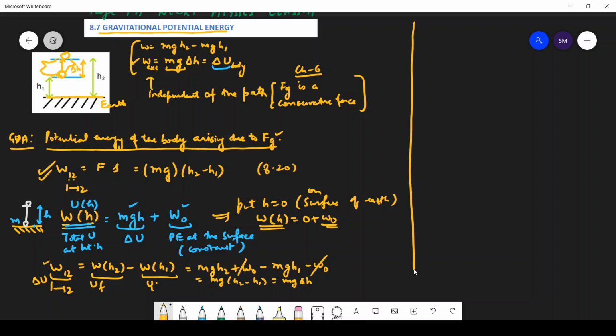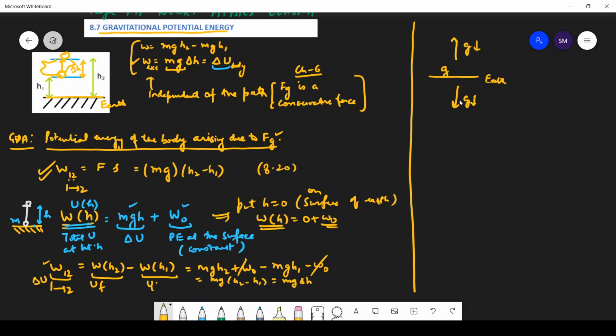Now, if we consider points at arbitrary distance from the surface of Earth, the result just derived is not valid. Why? Because the assumption that the gravitational force mg is a constant is no longer valid. You're taking a distance far, far away. Near the Earth's surface, the value is g. If you are moving off, g is decreasing. If you are even moving into the depth, still g is decreasing. So at both places, going above and below the surface of Earth, the acceleration due to gravity will decrease.